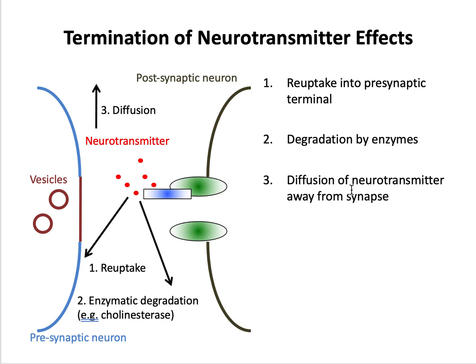We can have degradation by enzymes that are located in the synaptic cleft. An example of that we learned in the neuromuscular junction with acetylcholinesterase, which is there to very quickly degrade acetylcholine. And we can also have diffusion of neurotransmitters away from the synapse, and all of that can help terminate the signal because we have to have it stop at some point.